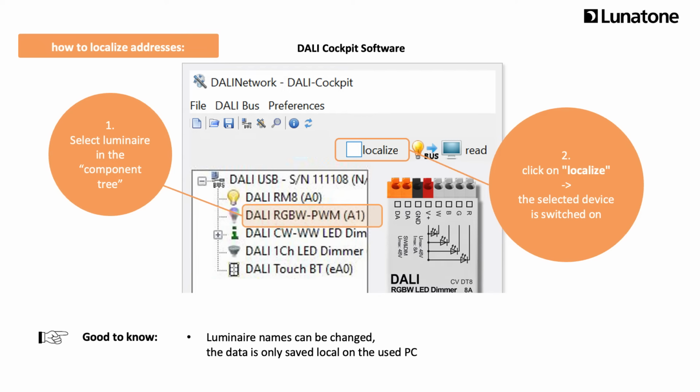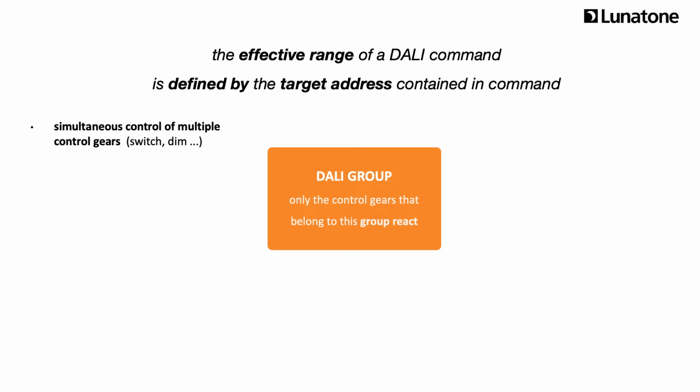In most installations, it is desirable to control a selected set of devices simultaneously. To realize this, DALI offers 16 groups. Luminaires can be assigned to these groups and then switched or dimmed together. In many cases, luminaires are grouped together based on their spatial location and if they should react together.